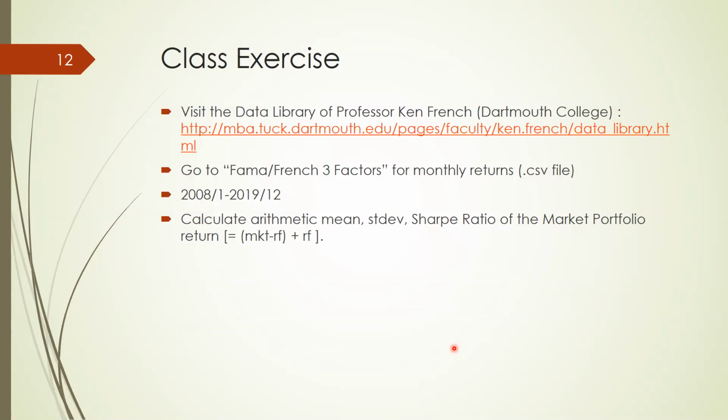I encourage you to check out Professor Kenneth French's website, which hosts a data library of the Fama-French research factors and research portfolios. This is the most popular, widely used data library that's free on the financial markets. I want you to download the Fama-French 3 factors, the value-weighted monthly returns from 2008 to 2019, and using Excel, calculate the arithmetic mean, standard deviation, and Sharpe ratio of the market portfolio.